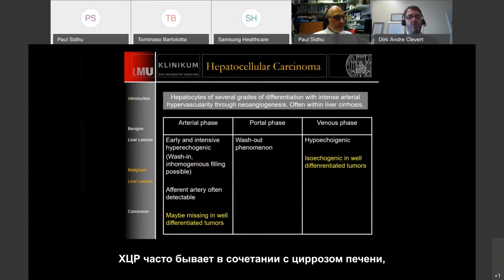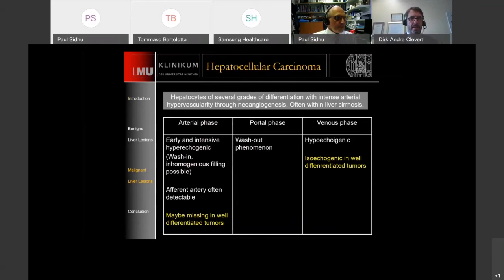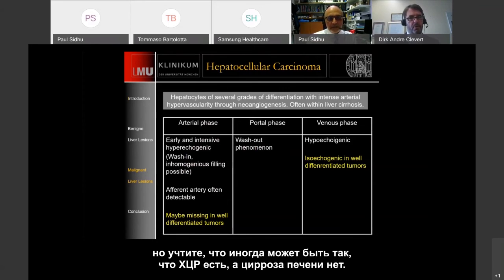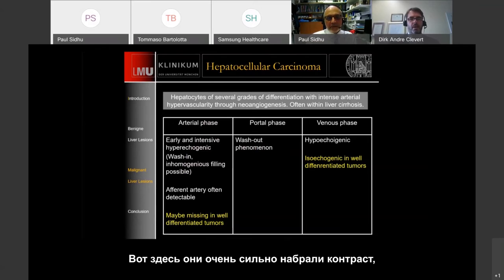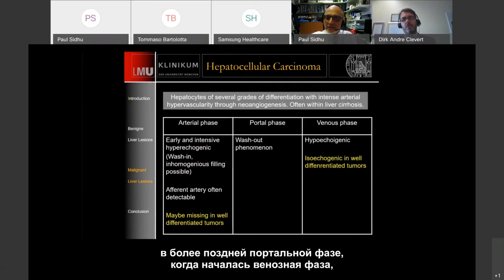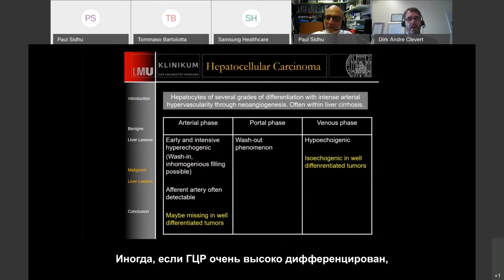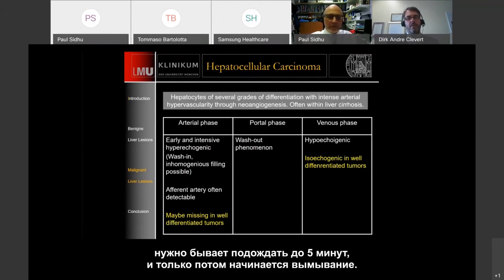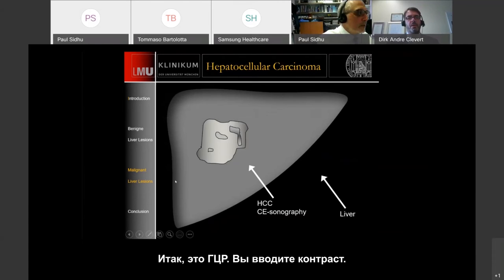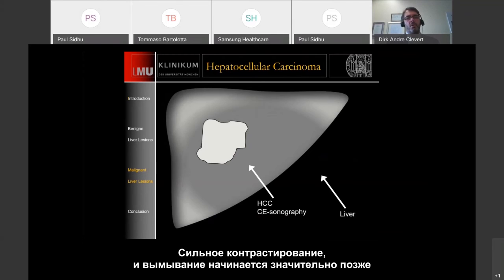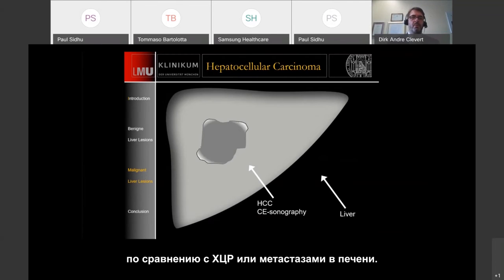HCC often shows up in a cirrhotic liver, but keep in mind, sometimes you can even have an HCC in a non-cirrhotic liver. They have a very strong enhancement, and the washout starts later. So in the later portovenous phase, starting to the venous phase, then you see the washout. Sometimes if you have a really well-differentiated HCC, you even have to wait 5 minutes, then you see the washout. So there's the HCC, you inject contrast, strong uptake, and the washout is much later in comparison to CCC or liver mets.